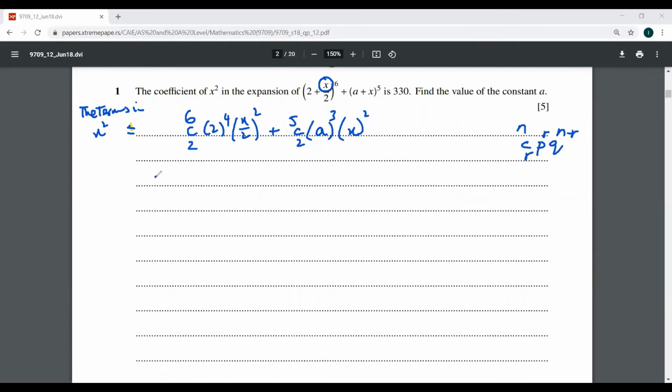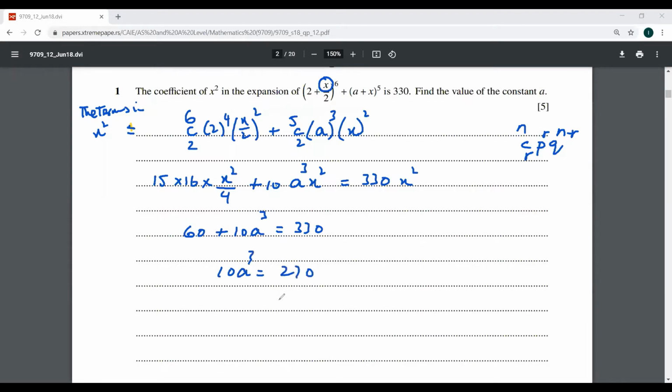6C2, I think it is 15. 15 into 16 into x squared over 4 plus 10 a cube x squared, and that is equal to 330 x squared. So we can say that 60 plus 10 a cube is equal to 330. So this 10 a cube is equal to 270, and your a cube is 27. Therefore, your a is going to be 3. That is the answer to the first part.